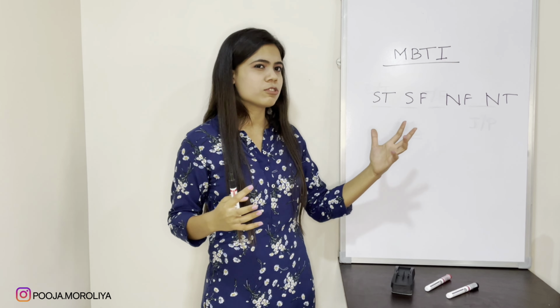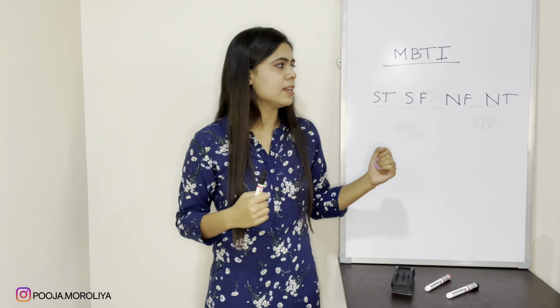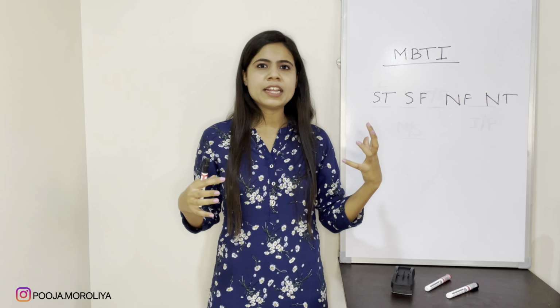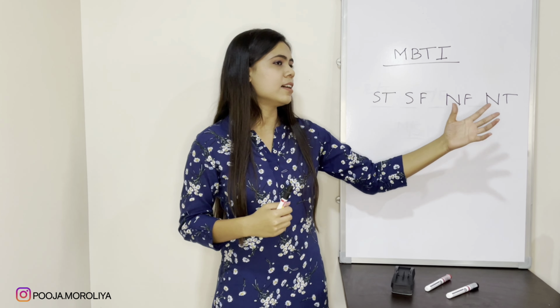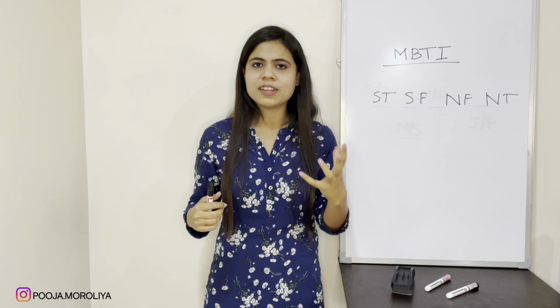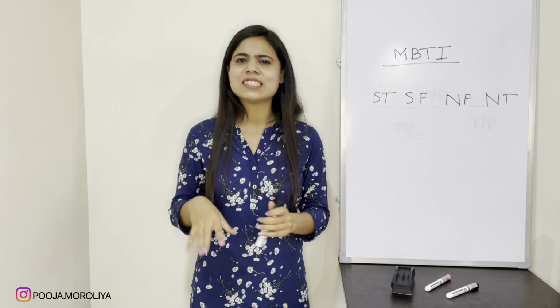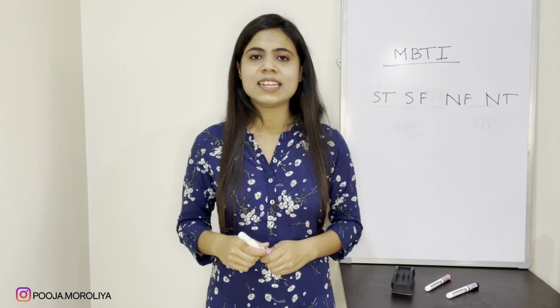STs are basically firm-minded and matter-of-fact people. SF are mostly friendly, sympathetic people. NF more intuitive and enthusiastic, and NT are very ingenious and very intelligent people. So this is a generalization.